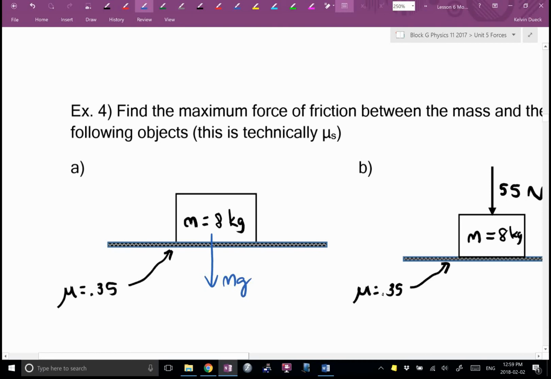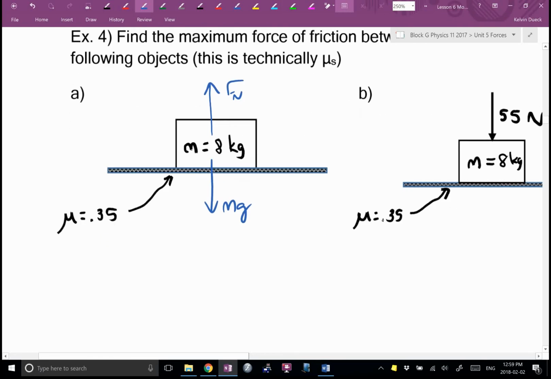What else? And it wants us to find friction, the maximum force of friction. So, friction, Nick, is what times what? I don't know the normal force. Oh, but look. I know the force the same size as the normal force. And so I would say right now, it'll be 0.35 times 8 times 9.8.